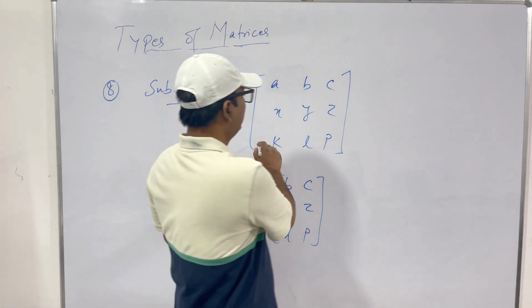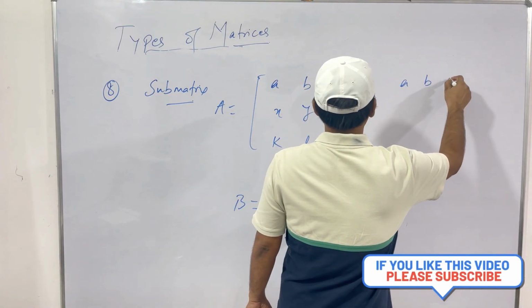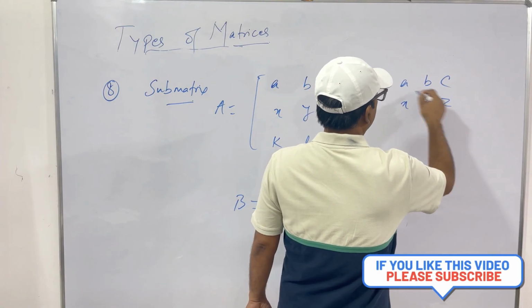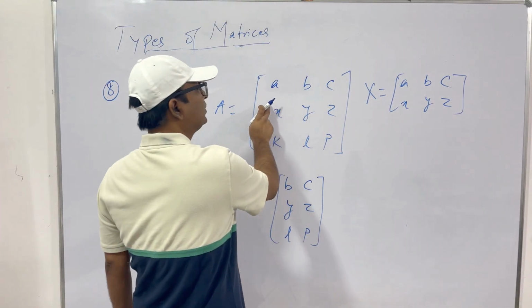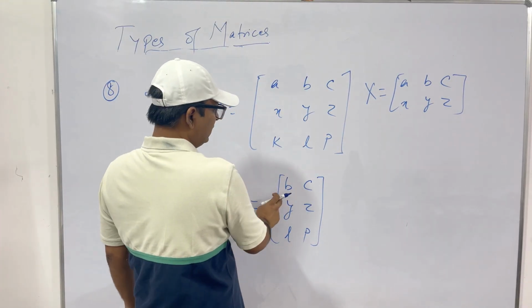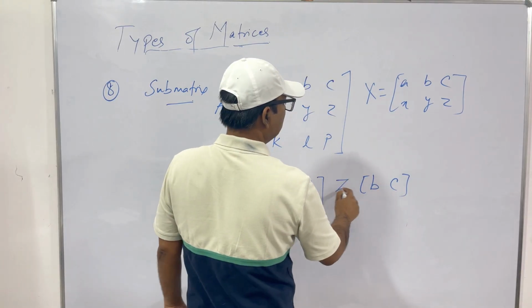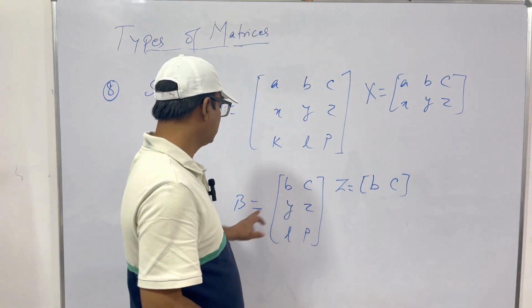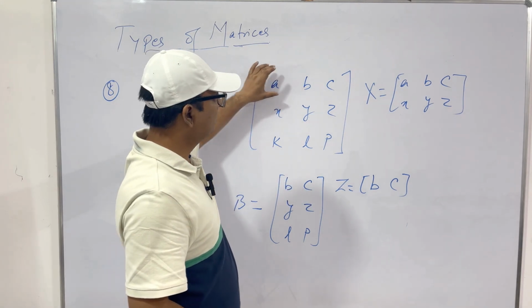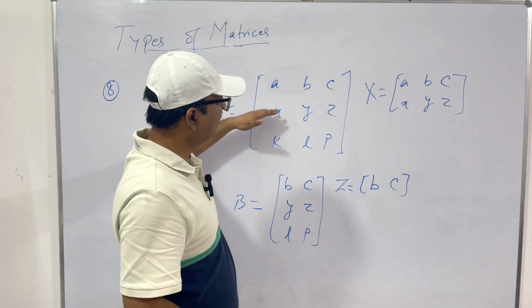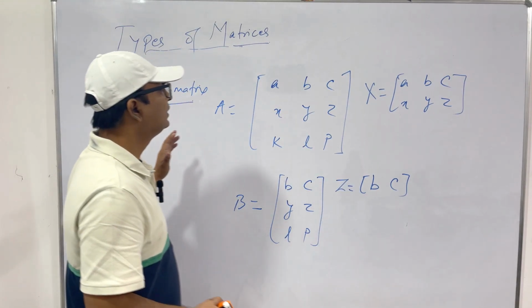Or we can omit the last row. What will we get? a, b, c, x, y, z. Let's say this is matrix X. So this matrix is also a submatrix of A. Let's say we have the matrix b, c. Let's say this is matrix Z. Z is a submatrix of B, and it is also a submatrix of A. We have omitted column 1 and we have omitted row 2 and row 3. We get this. So this is a submatrix.